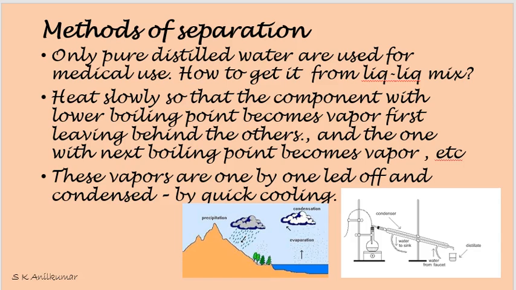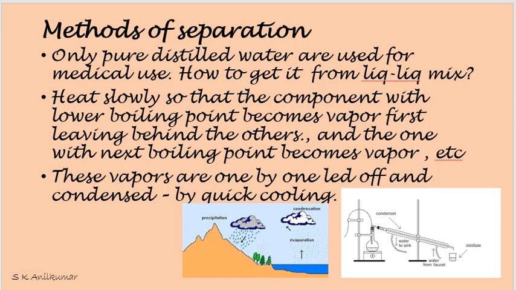Looking at the methods of separation, only pure distilled water is used for medicinal use. Now, how do we get this pure liquid water from a liquid mix? Water is available in nature in a form in which possibly many salts and other chemicals are mixed into it. Many impurities are there in water. Even rainwater gets mixed with impurities from the air. So when you need only pure distilled water for medicinal use, how do you get that pure liquid from a mixture of liquids?